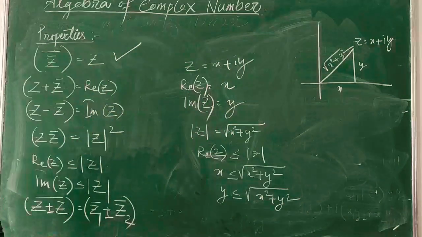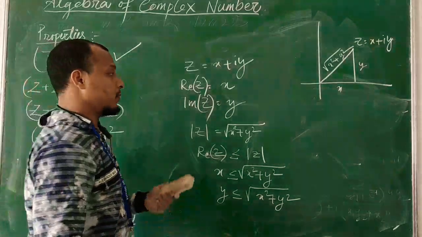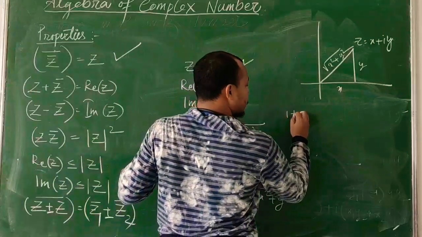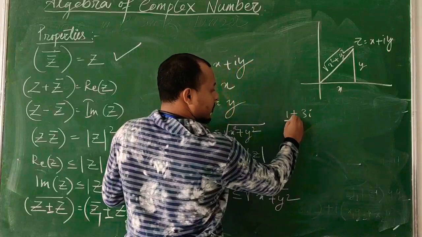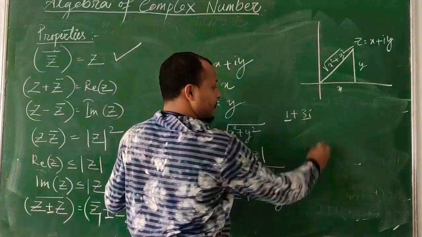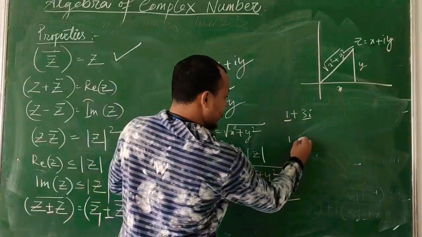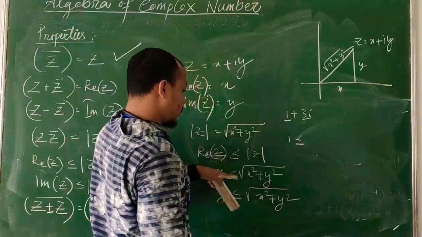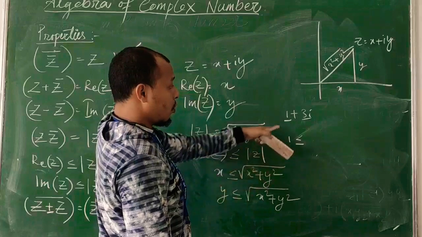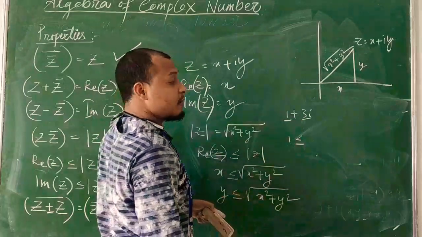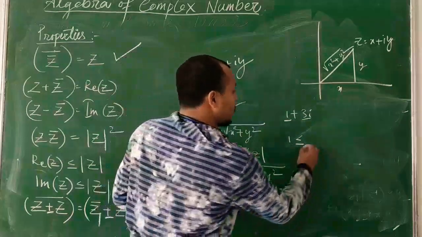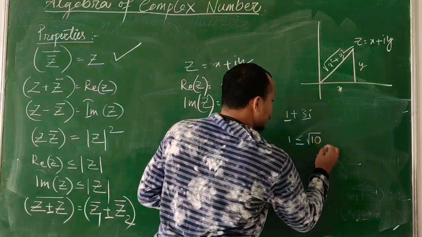Yes, we are done now. Suppose we take one example: 1 plus 3i. This is the real part and this is the imaginary part. What is the real part? 1. The real part is 1. Here it is 1, and 1 is also less than or equal to mod z. What is mod z? 1 square plus 3 square, which is 9 plus 1, 10. Root 10.